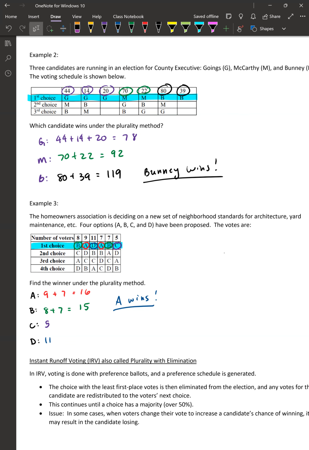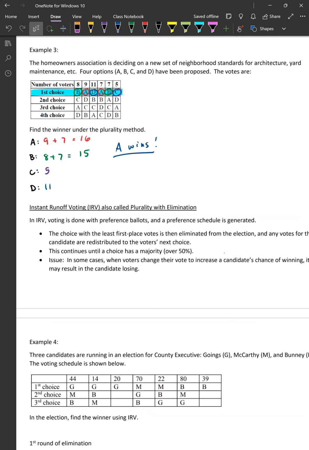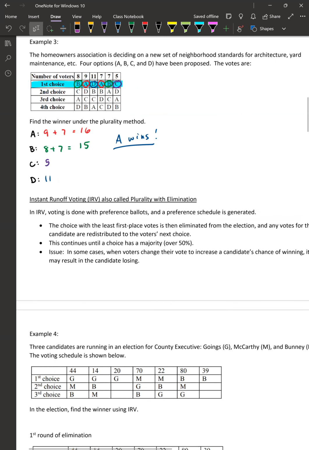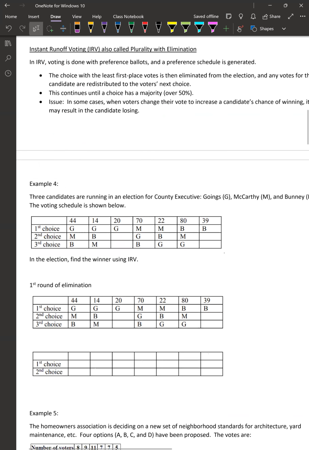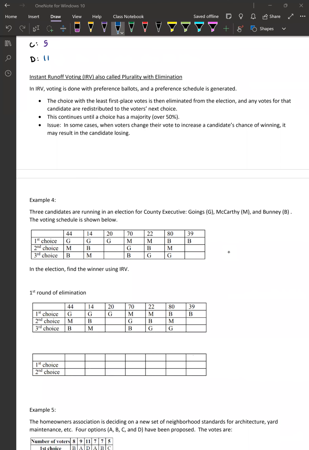Okay. All right. So instant runoff voting, IRV, also called plurality with elimination, right? So I'm going to scroll up here so I have room. Okay, so there can be some issues with preference ballot voting, and you can read about them in the book, right? So instant runoff voting is one way to try and work with some of those issues, right?